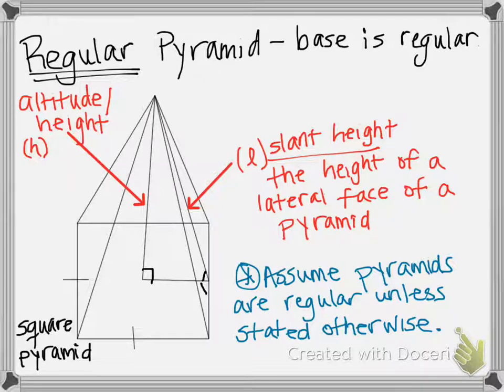So in this class, notice the note with the asterisk at the bottom. Assume that pyramids are regular unless stated otherwise. So the formulas that we work with are only for regular pyramids, but don't worry because you'll be assigned nothing but regular pyramids in this class.